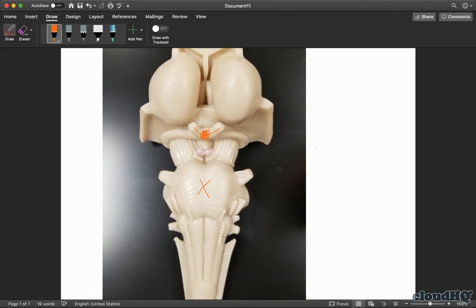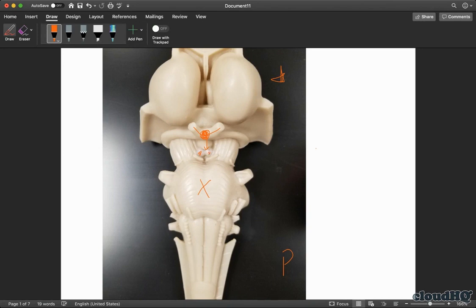If that is the optic chiasm, then moving posterior, this would be anterior. Okay, anterior and posterior. So moving posteriorly, we have this guy and this guy, okay? This is a mammillary body and this is a mammillary body, okay?